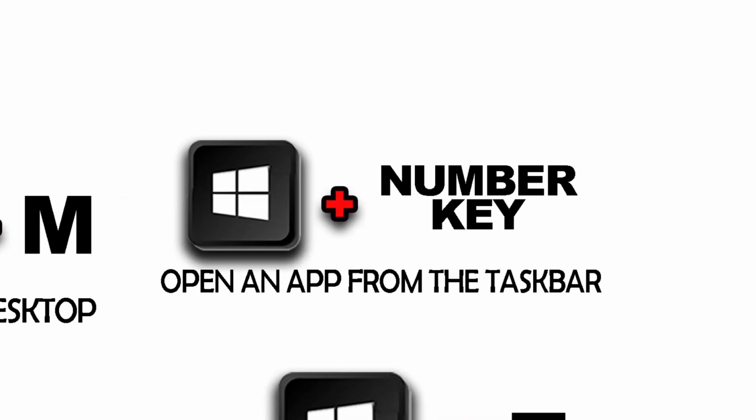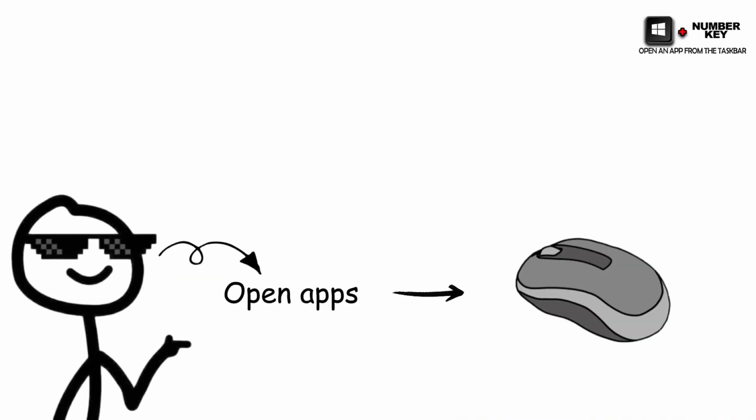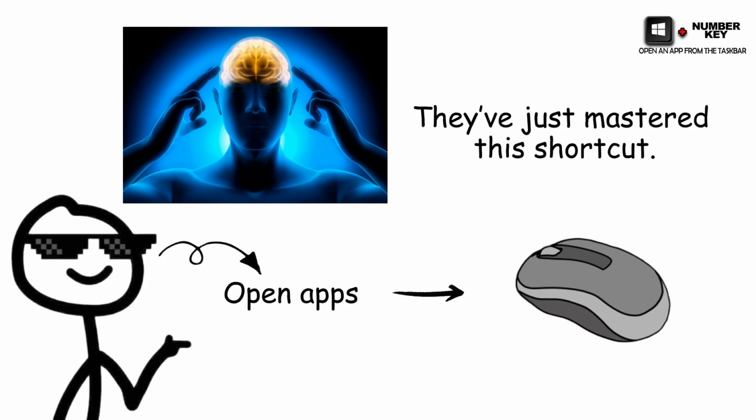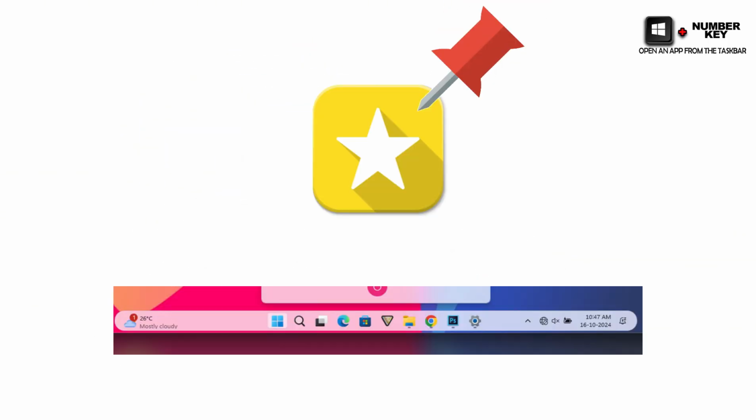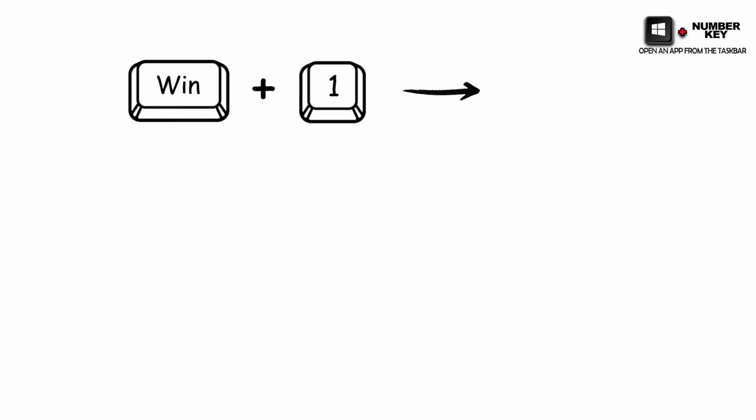Open an app from the taskbar. You ever notice how pros open apps without even moving their mouse? They're not psychic, they've just mastered this shortcut. Pin your favorite apps to the taskbar, then press Windows plus a number key. Each number represents an app left to right. Windows plus 1 might open Chrome.